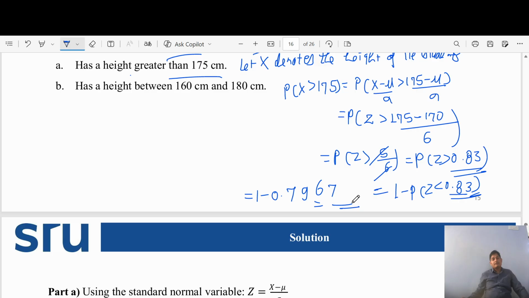Now, the next question: a student has a height between 160 centimeters and 180 centimeters. Meaning thereby P(X) lies between 160 and 180 centimeters, because X denotes the height. The question asks that the height lies between 160 and 180. So we just solve.